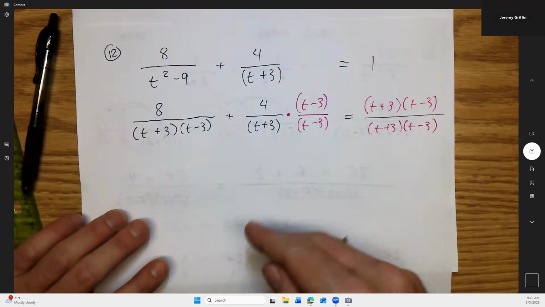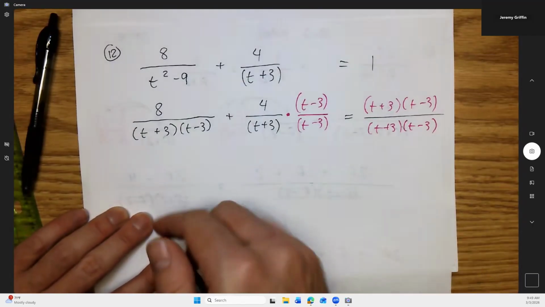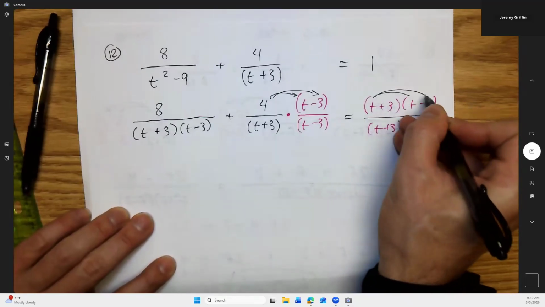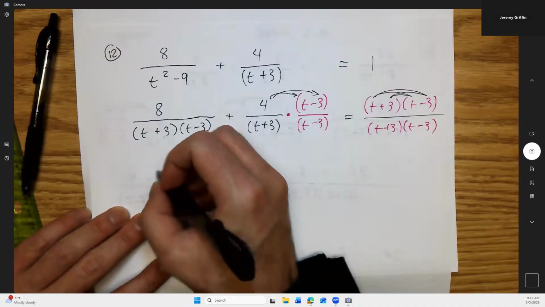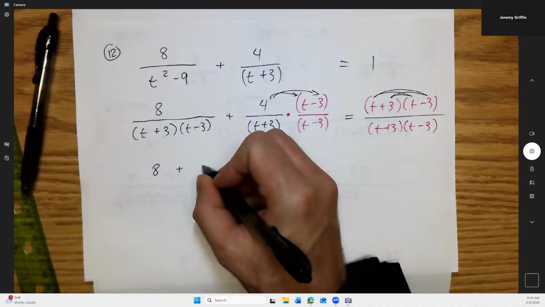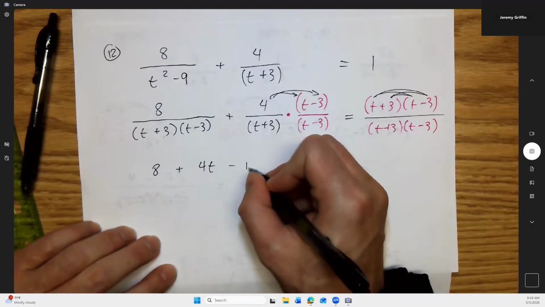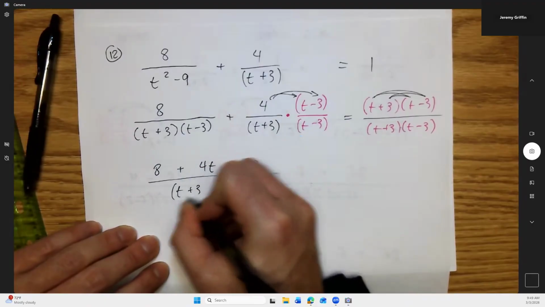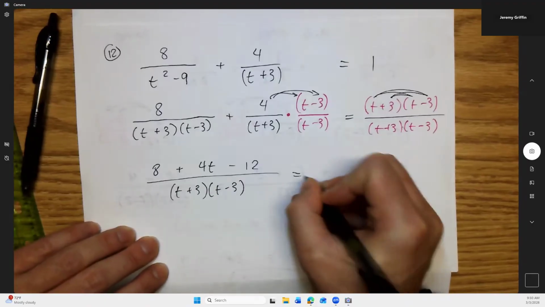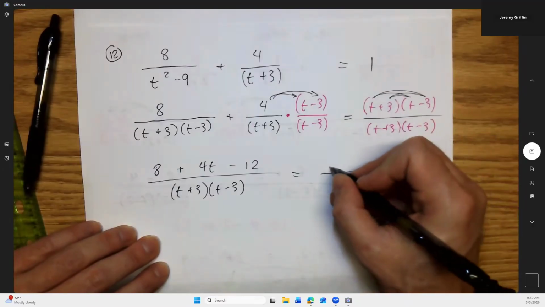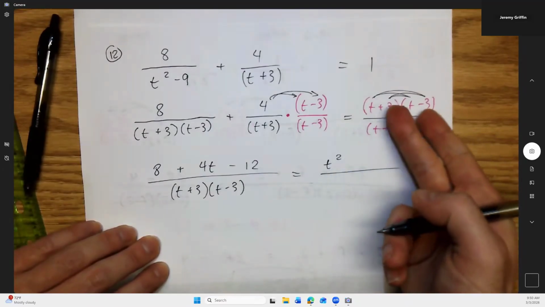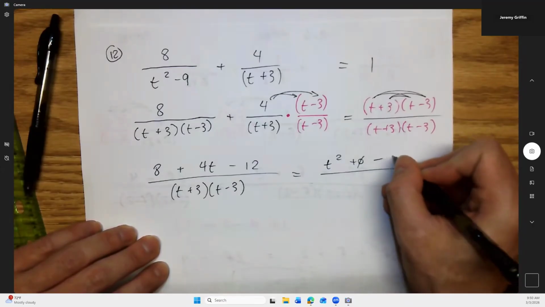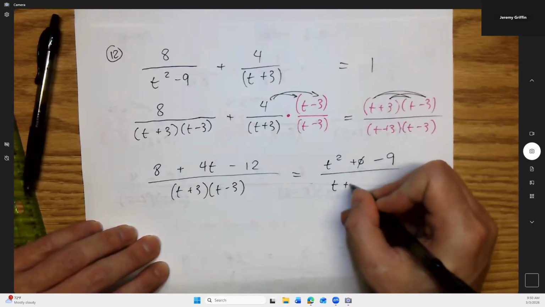All right. And then the next few steps are going to be pretty similar to what we just did. I've got to distribute this 4 here. I do have to FOIL this right side out. First, outside, inside, last. So let's do all that. I got 8 plus a 4t and a minus 12. This is all over the denominators, t plus 3, t minus 3. That's equal to, and if I FOIL out this numerator over here, that's t squared. Now, minus 3 plus 3, doesn't that cancel out? So plus 0, and then 3 times 3, so minus 9. All over t plus 3, t minus 3.